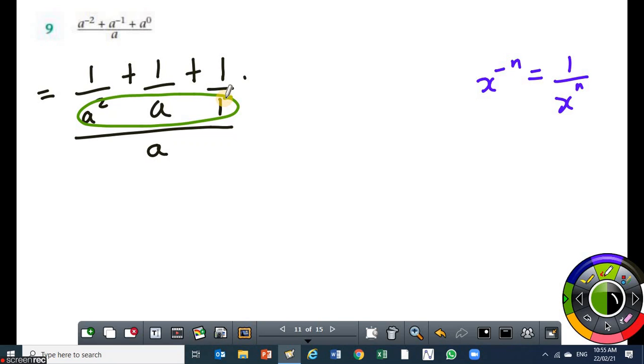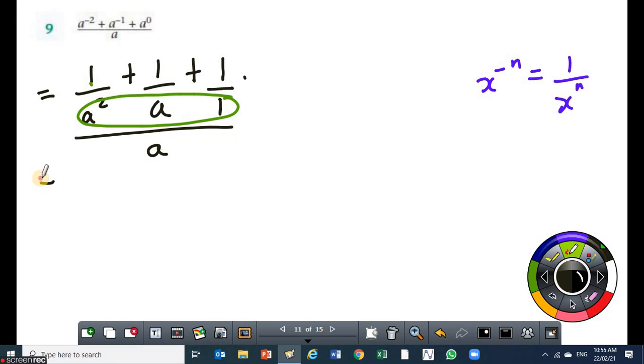What's the LCD or the highest common factor of a squared, a, and 1? It's a squared. It's the one with the largest exponent. Your grade 8, 9, and 10 teacher must have taught you that. If you have letters that are the same and you want to find the LCD, it's going to be the one with the largest exponent. So, because a squared is the LCD, I'll rewrite the first term as it is.